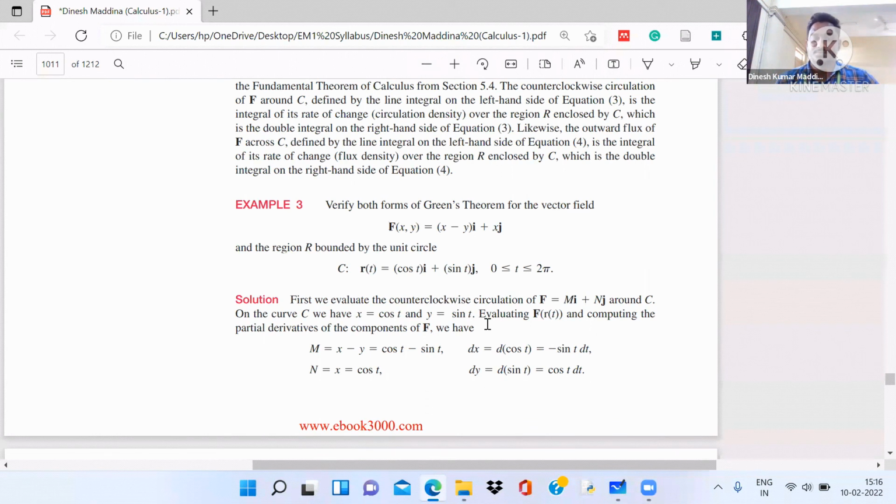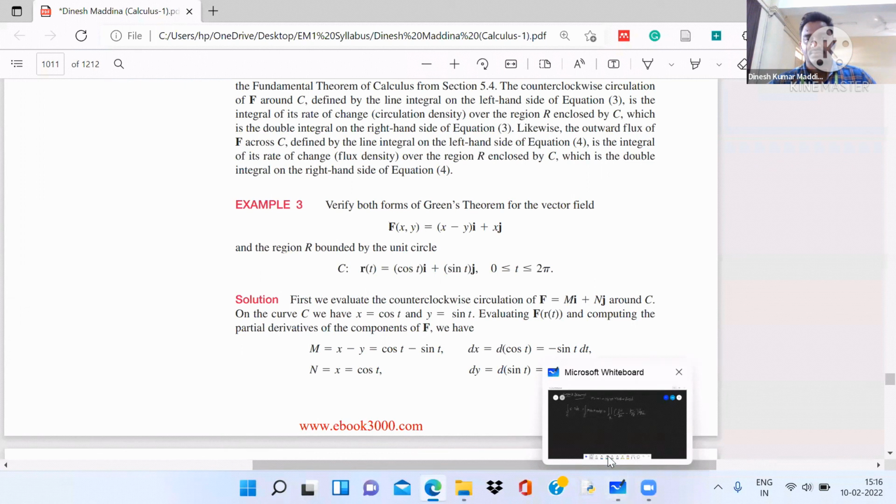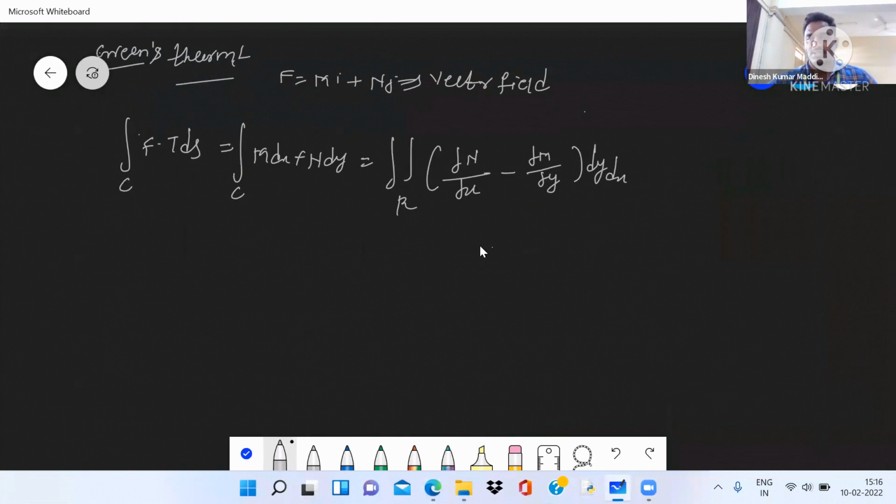Okay, see, I will solve. Next, I am going there. Just tell me whatever F they gave. Wait. Here they gave that F(x, y) is equal to (x minus y) i plus x j, and it is a vector field, and they gave one curve also.